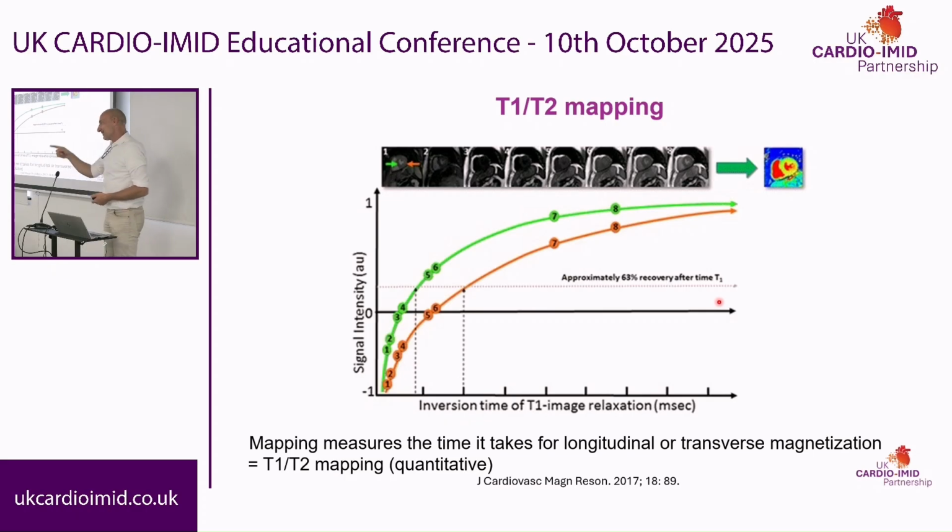Lose that transverse magnetization. That's mapping. So that's basically the same thing as T1 and T2 weighted imaging, just instead of doing it qualitatively, we actually generate some numbers by taking a number of measurement points along these relaxation curves, and then we can calculate the number. That's T2 and T1 mapping.